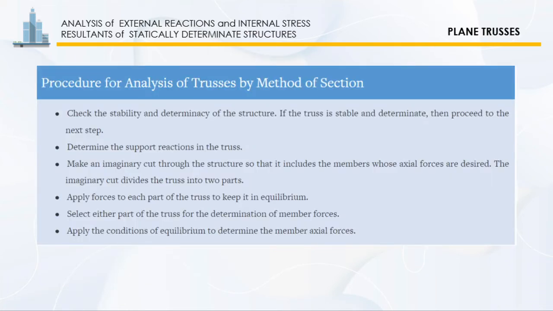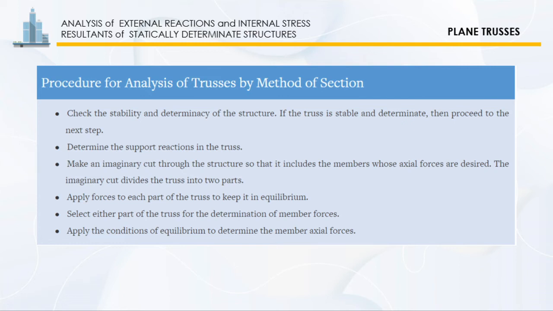So, next naman, let's have the procedure for the analysis of trusses by method of section. First, we must check the stability and determinacy of the truss. If the truss is stable and determinate, then we can proceed to the next step. The next step is to determine the support reactions in the truss. Next naman is to make an imaginary cut through that structure so that it includes the member whose axial forces are desired. The imaginary cut divides the truss into two parts.